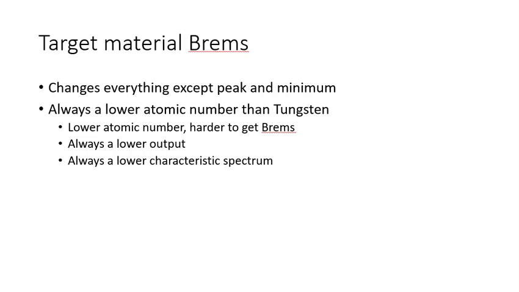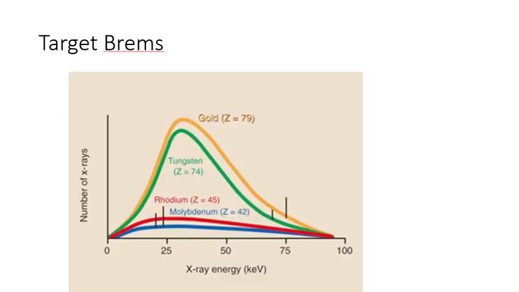I tend to not stress target material and the differences in output and technique compensation for changes in target material, not because it's insignificant, it's extremely significant. The type of target that we use is going to affect everything except for the maximum and minimum energies. The things that affect maximum energy are the amount of kinetic energy that we can lose, which is determined by the speed of the electrons, and that's determined by the potential difference of the kVp that we apply to the X-ray tube.